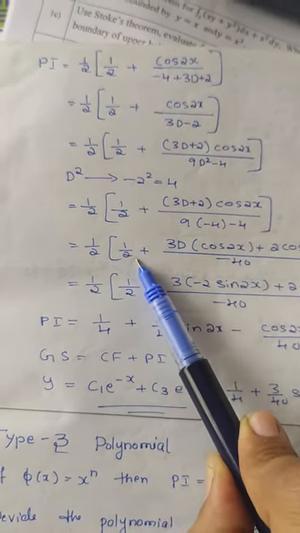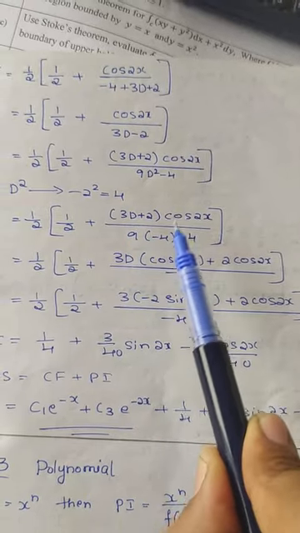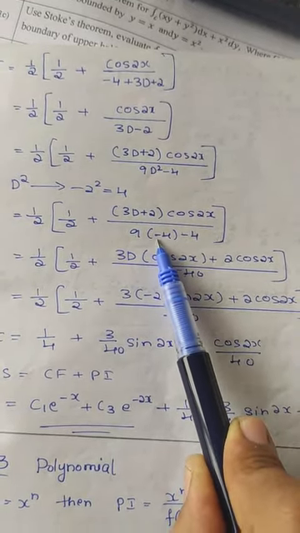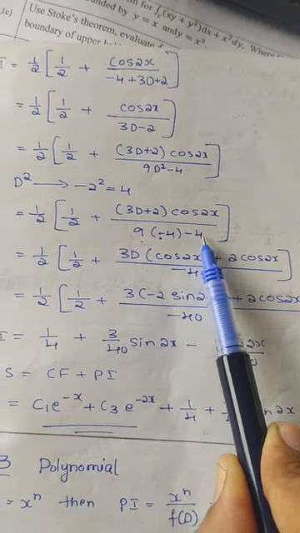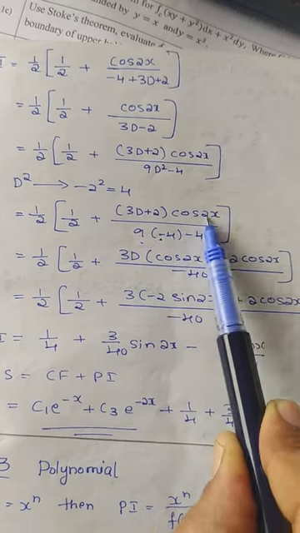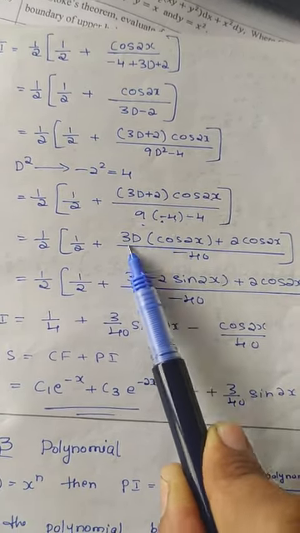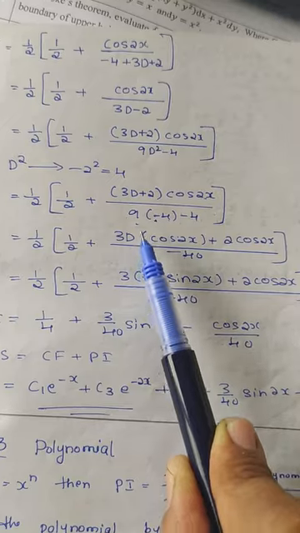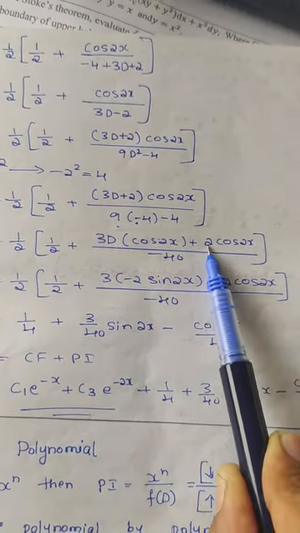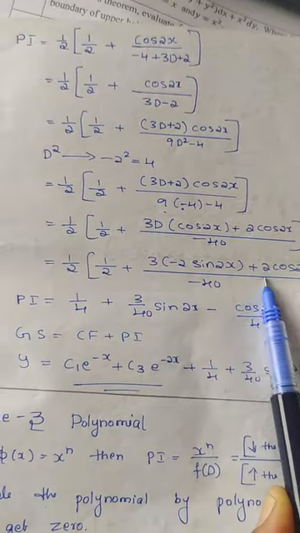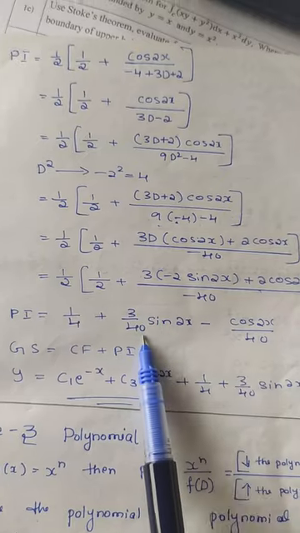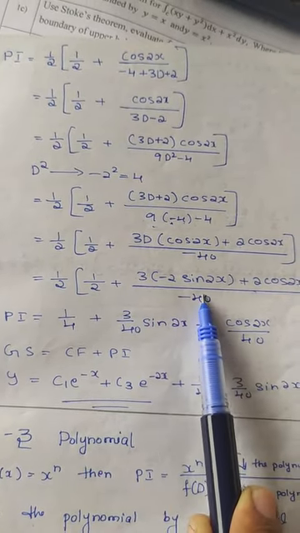Now 1 by 2 into 1 by 2 plus. Now if you simplify this, 9 into 4 is 36, minus 36 minus 4 is minus 40. Now operate 3d on cos 2x and 2 on cos 2x. 3d on cos 2x: 3 into the derivative of cos 2x is minus 2 sin 2x, plus 2 cos 2x. Simplify this. If you multiply 1 by 2 with all the terms, you get 1 by 4, 3 by 40.